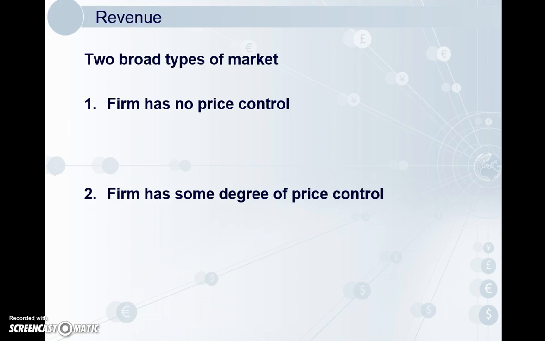Now, when we examine the revenue of firms, we must realize that there are two types of market. One where the firm is a price taker and has no influence on price, and one where the firm is a large enough player in the market that it can influence the product price. We will discuss market structures in much more depth later on.